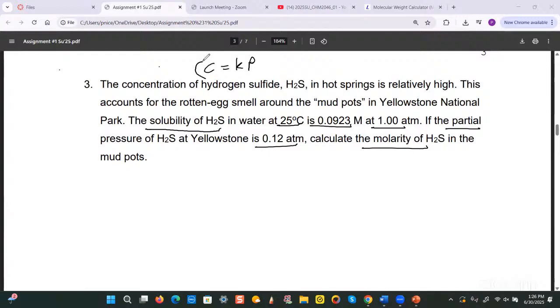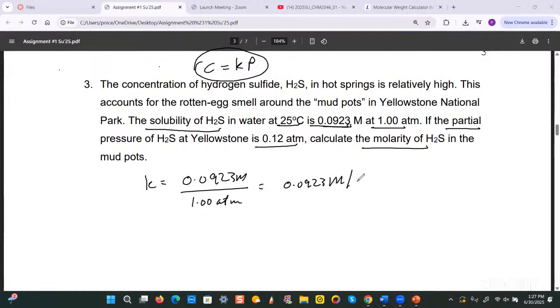So remember now, the formula is C is equal to KP. They gave you the concentration at 1 atmosphere, so we can find out what K is. K would be equal to 0.0923 M divided by the pressure, which is 1.00 atmospheres. So that would be equal to 0.0923 M over atmospheres. Now, the second part of the question gives you the pressure as 0.12 atmospheres. You're to calculate the molarity.